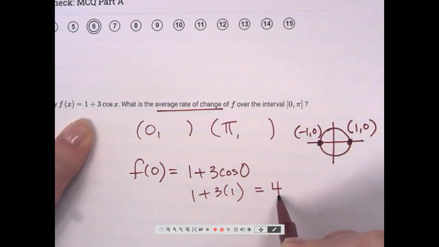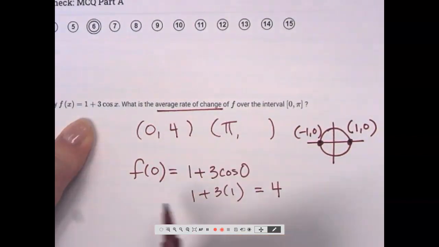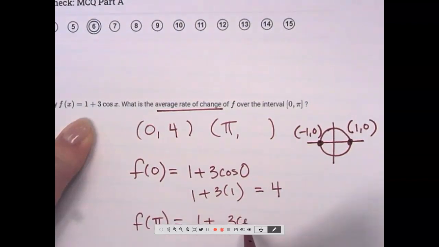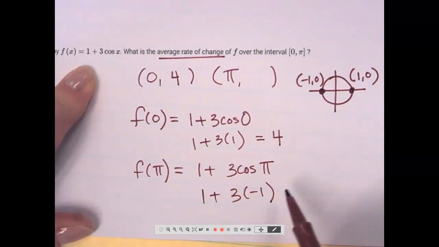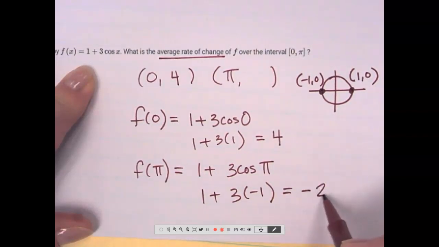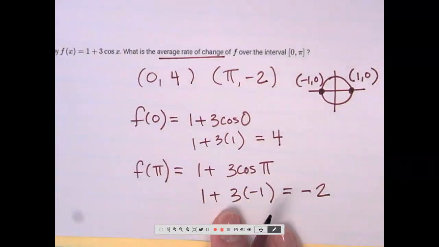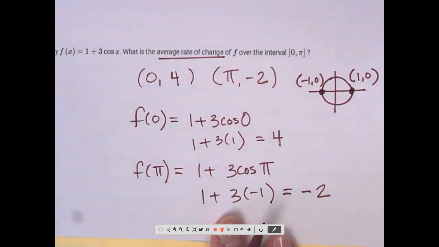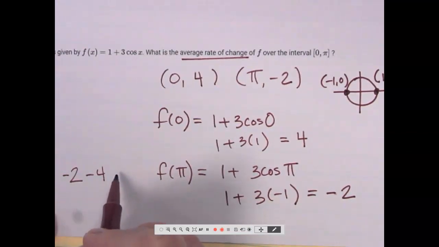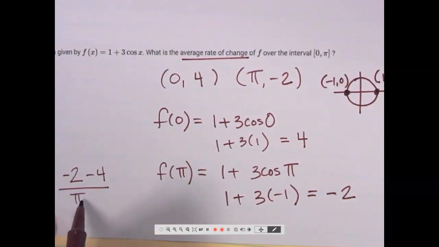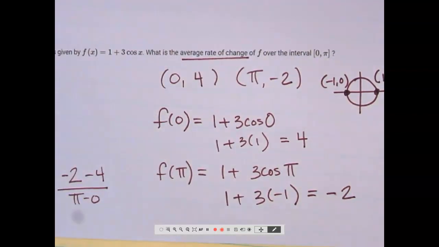So I get 4. And then f of pi is 1 plus 3 cosine pi. 1 plus 3 times -1 is -2. Now let's use our slope formula. So I have -2 minus 4 over pi minus 0, which is which answer? A. -6 over pi.